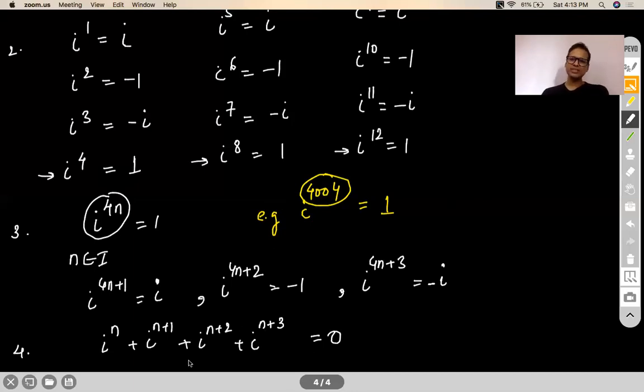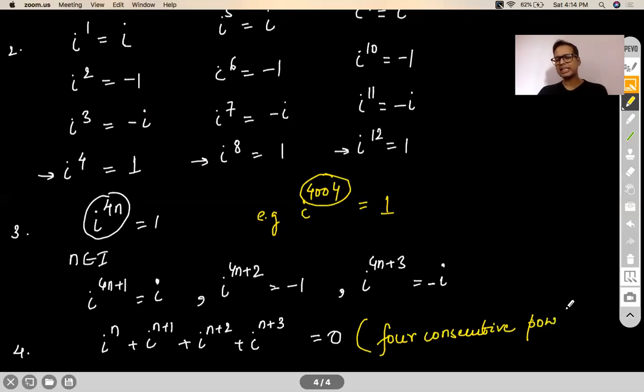Please note down: any 4 consecutive powers of i. You can say integral powers also, but it can work for any case. Powers of i will always add up to give you a 0.